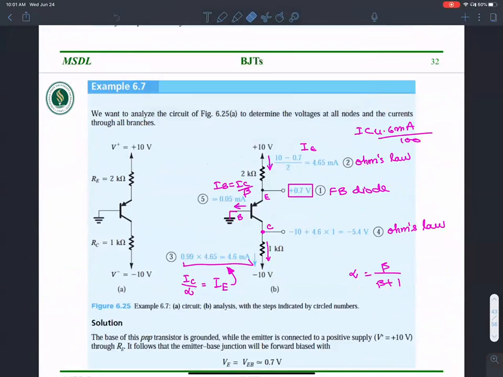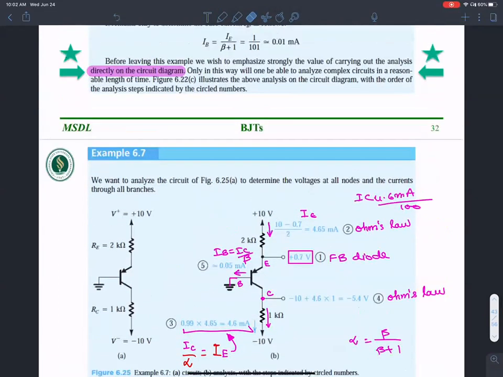Now, a quick correction. In the last class, when I was writing the notes, I mentioned IC is alpha times IE. It really is IC over alpha gives you IE. Alpha is a number that's close to 1. It's roughly in the range of 0.99. That's something we want to remember, beta by beta plus 1.